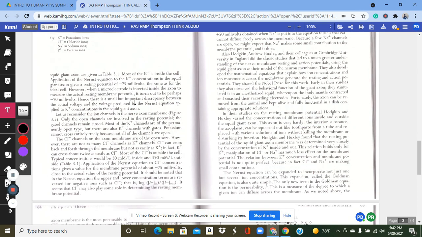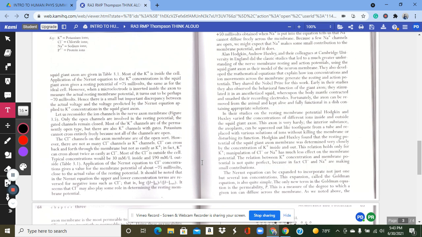In their studies on the resting membrane potential, Hodgkin and Huxley varied the concentrations of different ions inside and outside the squid giant axon. This axon is very hardy. The interior substance, the axoplasm, can be squeezed out like toothpaste from a tube and replaced with various solutions of ions without killing the membrane or disturbing its functions.